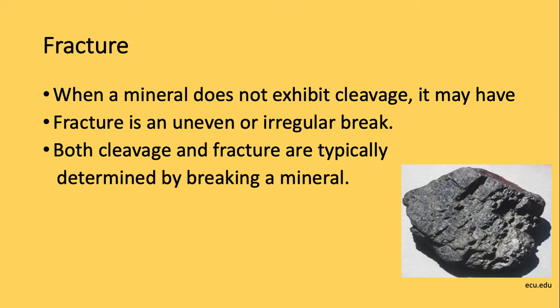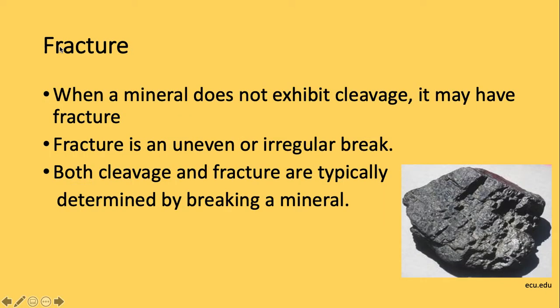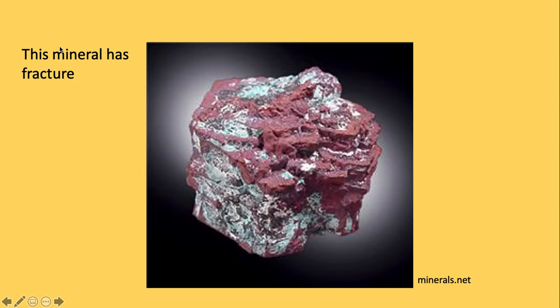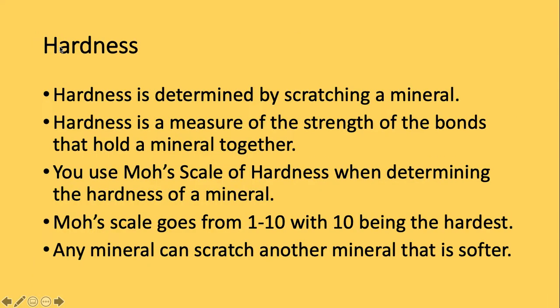When a mineral does not exhibit cleavage, it may have fracture. Fracture is an uneven or irregular break. Both cleavage and fracture are typically determined by breaking a mineral. This mineral has fracture. For cleavage, look for flat surfaces. If there are no flat surfaces, you could probably just say it's fracture, although you can't always tell just from looking at it. Hardness. Hardness is determined by scratching a mineral.